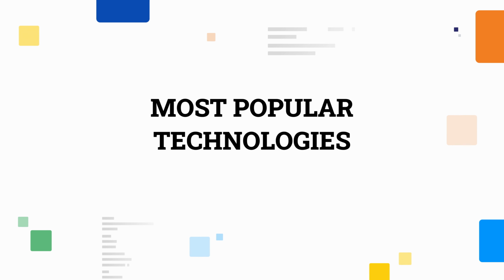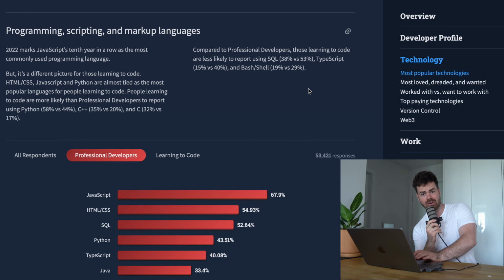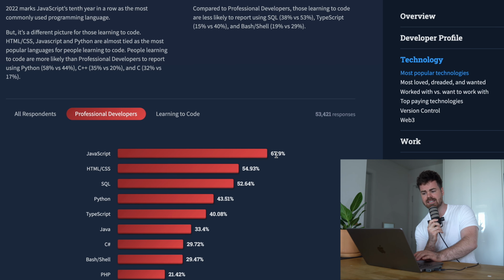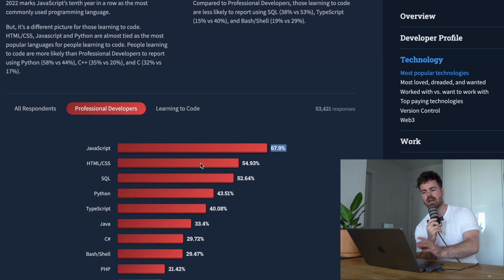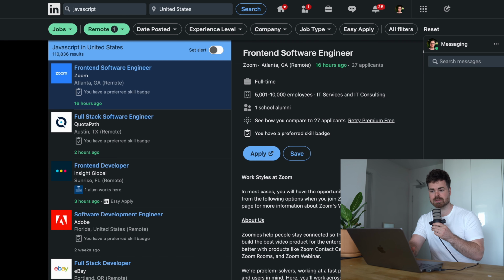The first topic within technology is the most popular technologies. So this covers things like programming languages, frameworks, databases, all that kind of stuff. First up, programming languages. Within professional developers, 67.9% of respondents use JavaScript, another 54% use HTML, CSS. A lot of the survey results tend to be quite web heavy, with not as many AI or machine learning developers, people who are working on video games, all that kind of stuff. There are a lot of web developers out there, and that is very much reflected by how many jobs are currently within the market. If you're looking for JavaScript specifically, within the United States, there's 110,000 results for JavaScript jobs.